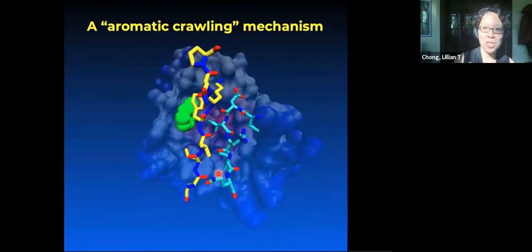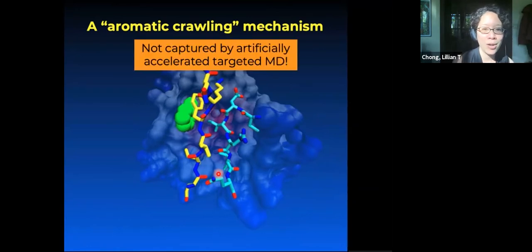One interesting thing that we found is that when we tried targeted MD, in which we're artificially accelerating the dynamics towards the target state, we didn't see this crawling mechanism. This is an early indication to us that it can be worth it to generate these pathways in which the dynamics are not biased, to get these rich mechanism details.